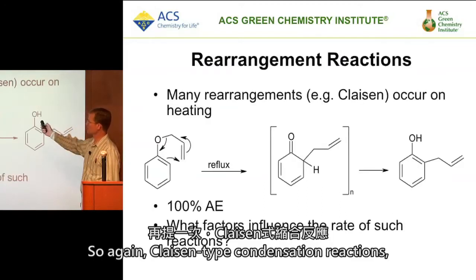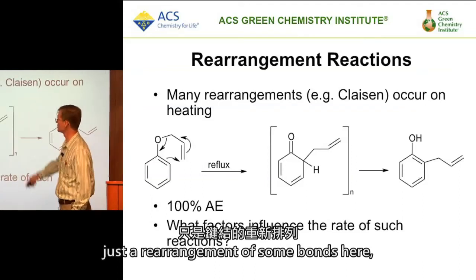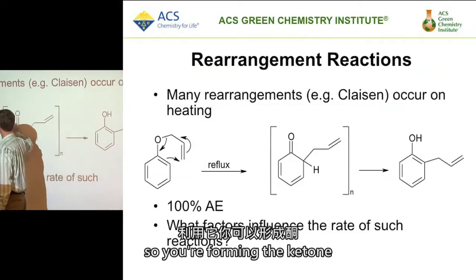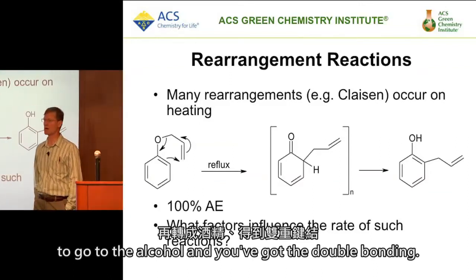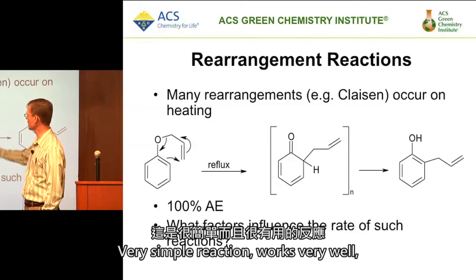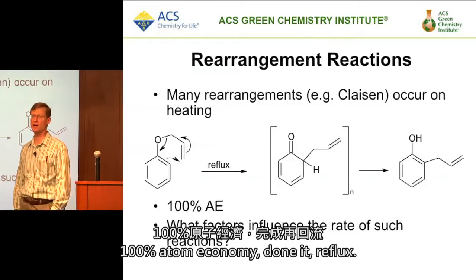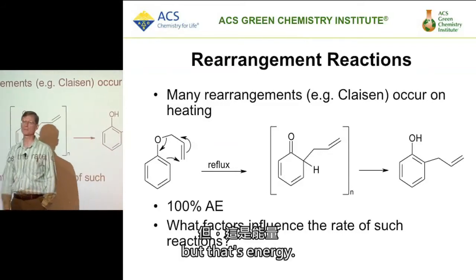So again, Claisen-type condensations, reactions, just a rearrangement of some bonds here. So you're forming the ketone to go to the alcohol, and you've got the double bond there. Very simple reaction, works very well, 100% atom economy, done at reflux. Again, no one ever worries about reflux. We'll talk about that, but that's energy.